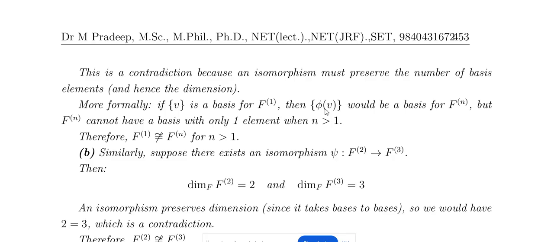So if v is a basis of F power 1, phi of v would be a basis of F power n, and F power n cannot have a basis with only one element. So when n is greater than 1, both are not isomorphic. It's a very simple idea. So இதே மாதிரி தான் இருக்கும். Okay.